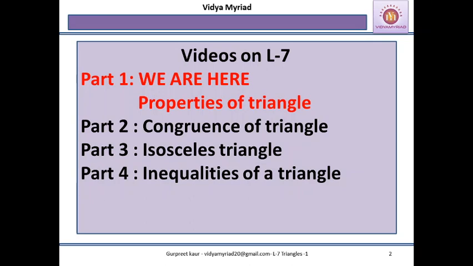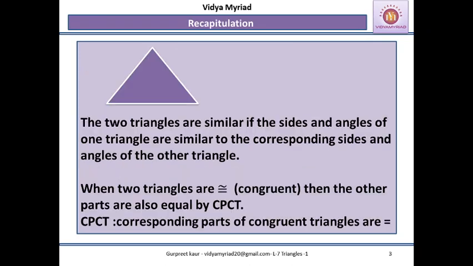Let's begin with it. Just a recapitulation: two triangles are similar if the sides and the angles of one triangle are similar to the corresponding sides and angles of the other triangle. When two triangles are congruent, now if you see, I made one more triangle, these two are exactly the same. Now if two triangles are congruent, then the other parts are also equal by CPCT.